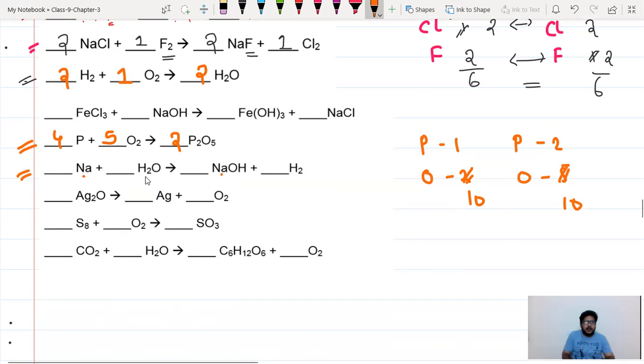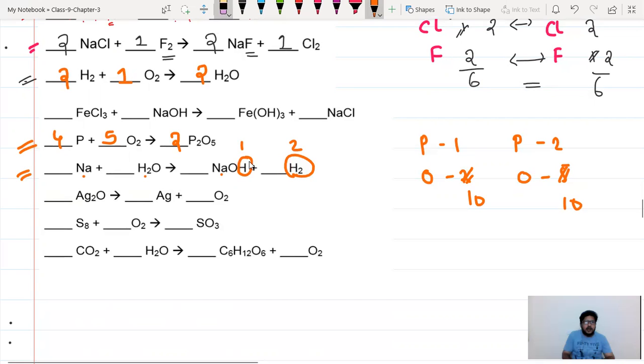Na balance, H2 balance. Here you see, guys, here we have H2, isn't it? Here we have H, isn't it? How many H here? 1. How many H here? 2. 2 plus 1, it is 3 now. Like that you have to take.